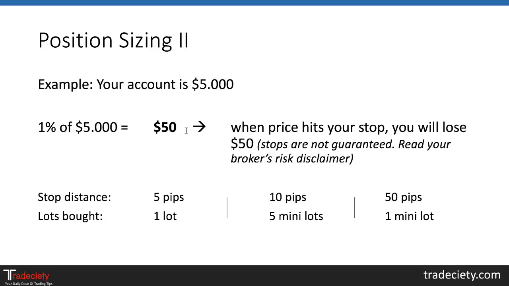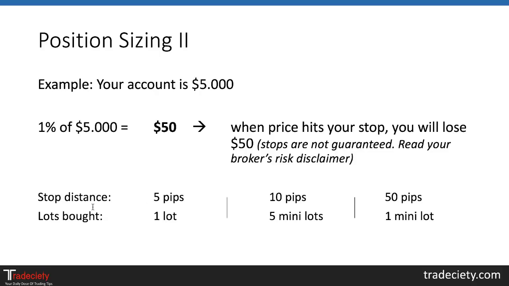That's very important. But at the same time, you should never ever trade without a stop loss in the first place. Also, if you don't have a stop loss, you don't really have a way of sizing your positions. So the first step is that you define how much is 1% of your account. In this case, it's 50 US dollars.